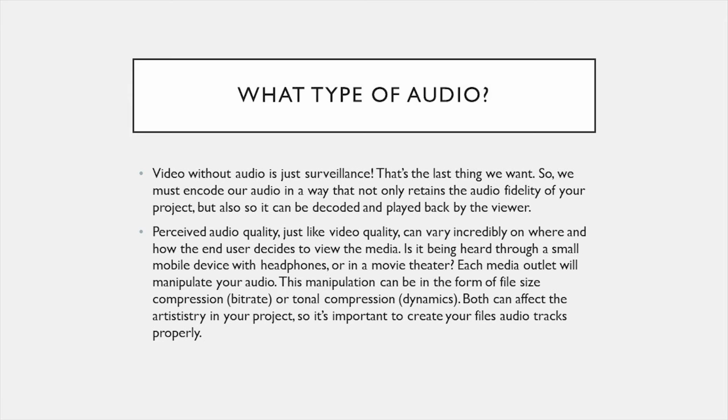Now let's go with the audio. So obviously you have to have good audio. So we must encode our audio in a way that not only retains the audio, but it can also be decoded and played back by the viewer. Perceived audio quality, just like video quality, can vary incredibly on where and how the end user decides to view the media. Is it being heard through a small mobile device with headphones or in a movie theater? Each media outlet will manipulate your audio.